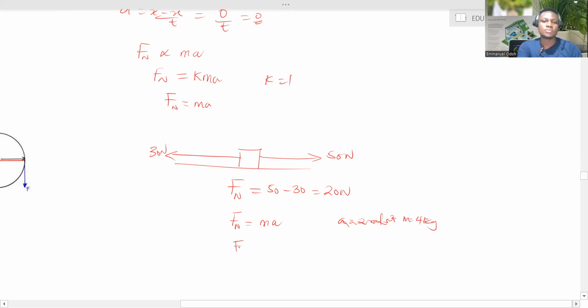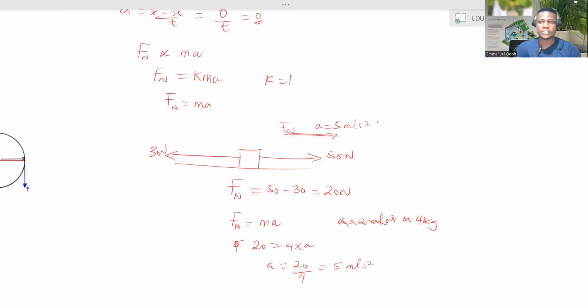It means the object will move at 4 times. So the acceleration that the object will move with is 5 meters per second squared. It means in the direction of the 15 Newton. So the object will move. So the resultant force is in this direction with an acceleration of 5 meters per second squared. So this is Newton's second law of motion, and that is what it's given to us.